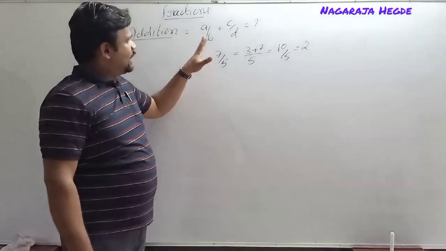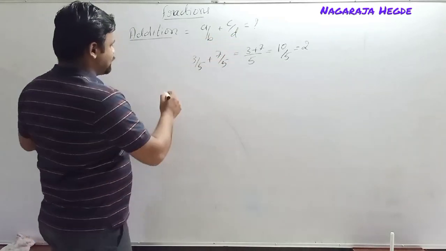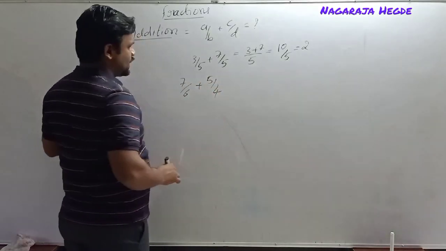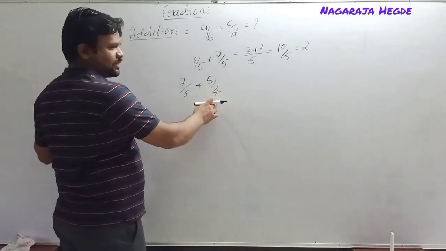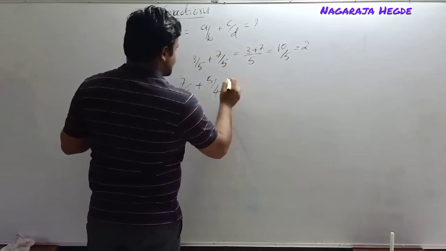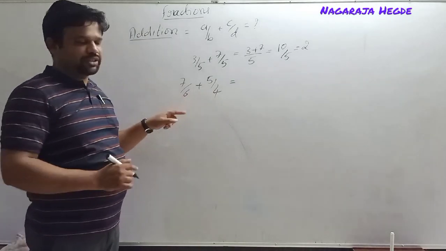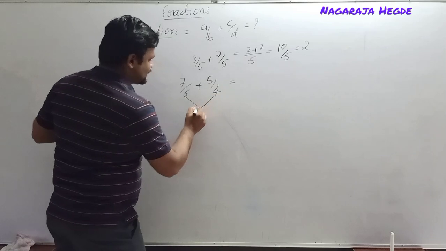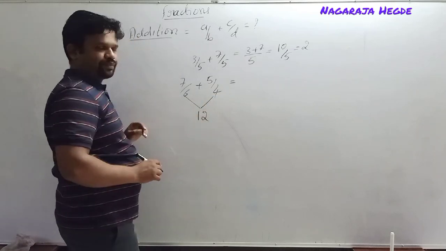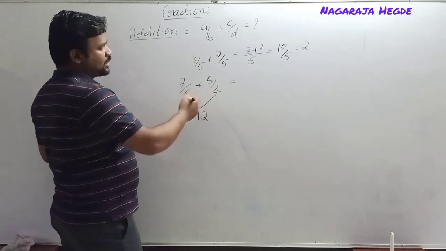So what will happen if the denominators of both the fractions are not the same? For example, 7/6 plus 5/4. Here, the denominators of both the fractions, that is 6 and 4, are not equal, right? So how to find the sum of these two? In this case, we are going to find the LCM of those two numbers, the LCM of 6 and 4. What is the LCM of 6 and 4? Directly we can find it: 12. 12 is the LCM of 6 and 4 because it can be divided by both the numbers.